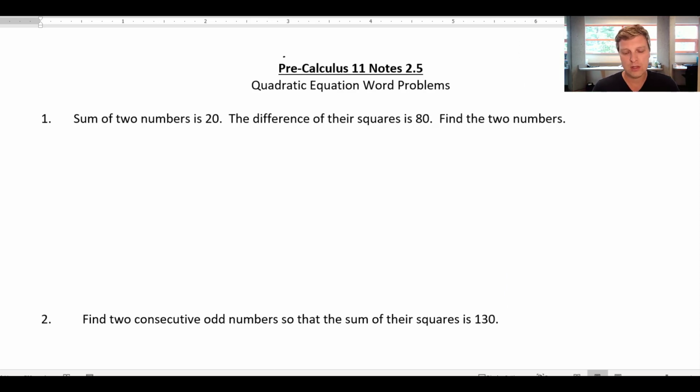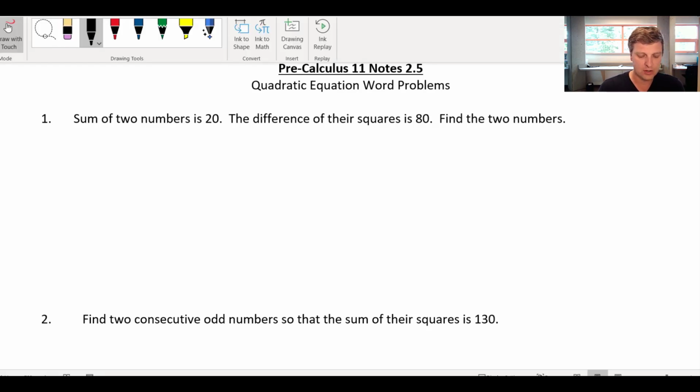So with these word problems, they are often the most challenging problems that students face, and the biggest challenge that they have is setting the problem up initially. Okay, so let's take a look at this one. The sum of two numbers is 20. The difference of their squares is 80. Find the two numbers.